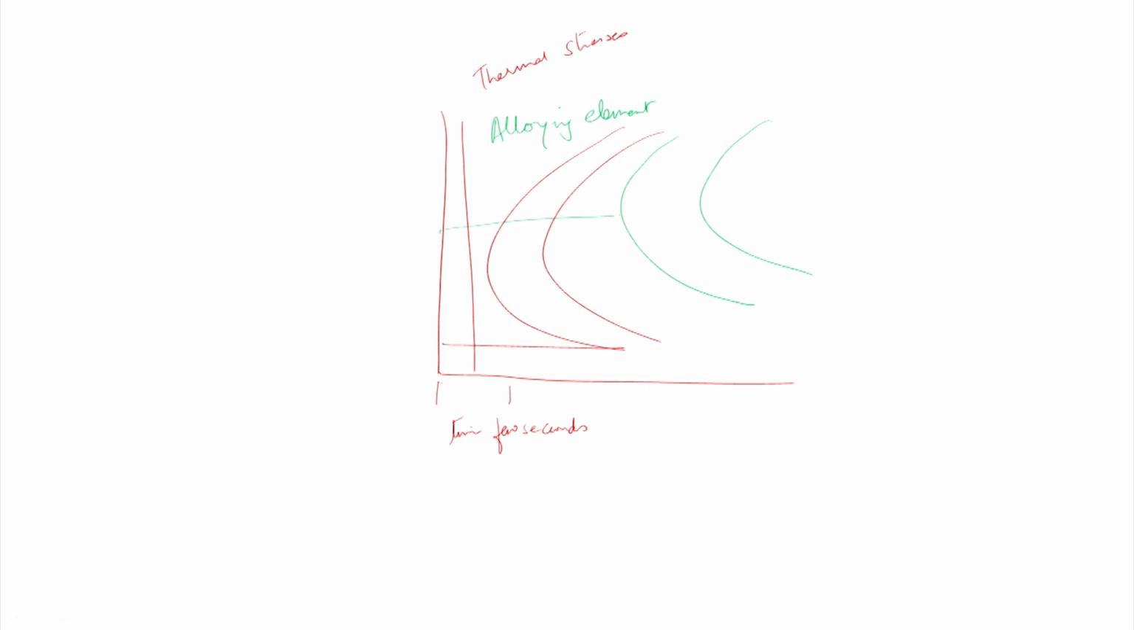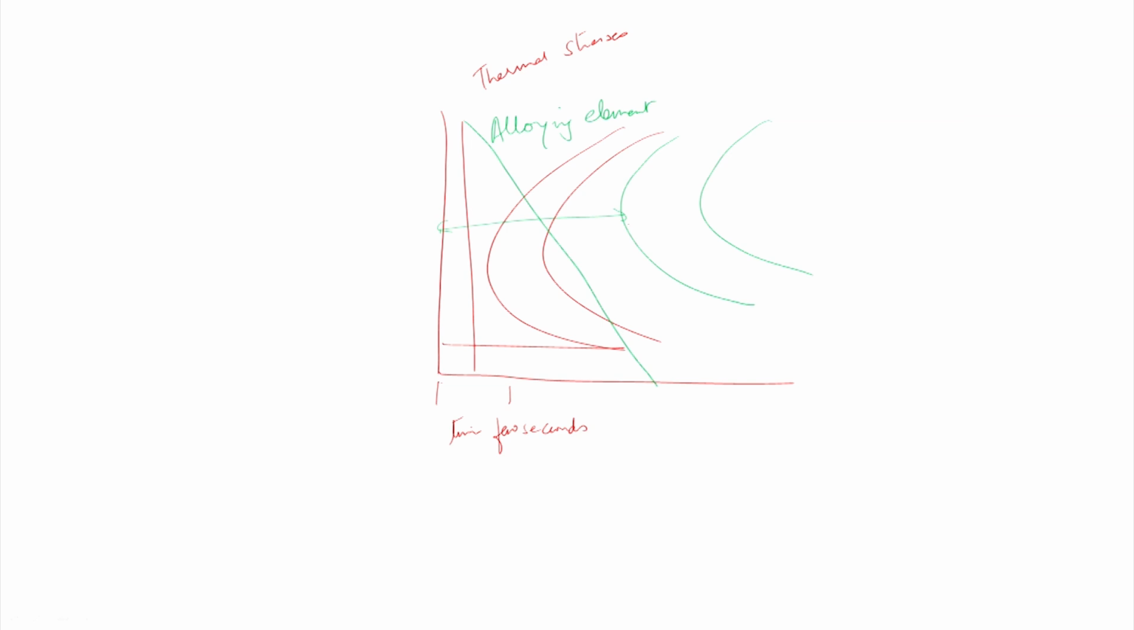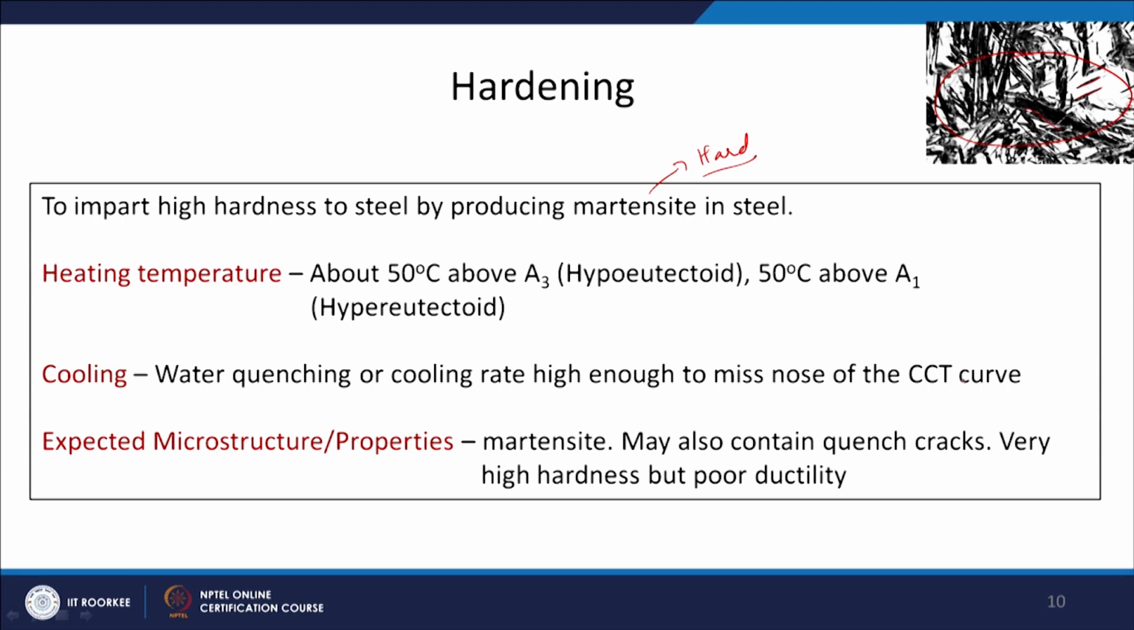So, now I am going to give enough time for having a martensitic transformation. Now I can have much slower cooling and still I will be able to get martensite because I am able to skip the nose. By doing that, I am reducing the thermal stresses. That is the idea of adding alloying elements in steel. If you have plain carbon steel, you have to have only water quenching to get martensite. So, that is what we are saying: water quenching or cooling rate high enough to miss the nose of the CCD curve. I can shift the nose of the CCD curve by adding alloying elements, and then I can do a martensitic transformation by oil quenching also, which is a much less severe process.